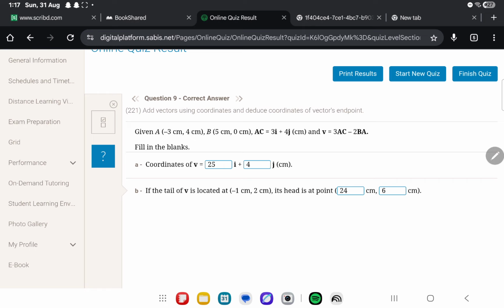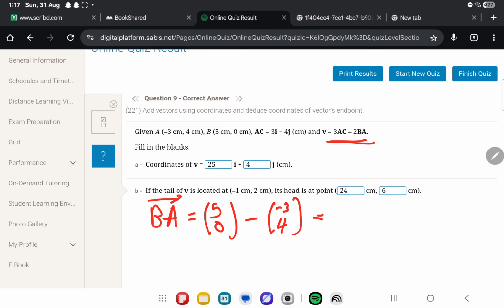Given A, B, AC, and V. Okay, this is very easy. This is like the other question that we did, but I'm going to repeat it. So, coordinates of V. They want V is 3AC minus 2BA. We don't have BA, but we can find BA. BA is going to equal B minus A, so (5, 0) minus (3, 4). So, this is point B here, this is A. Now, 5 minus 3, which makes 5 plus 3, 8, and negative 4.